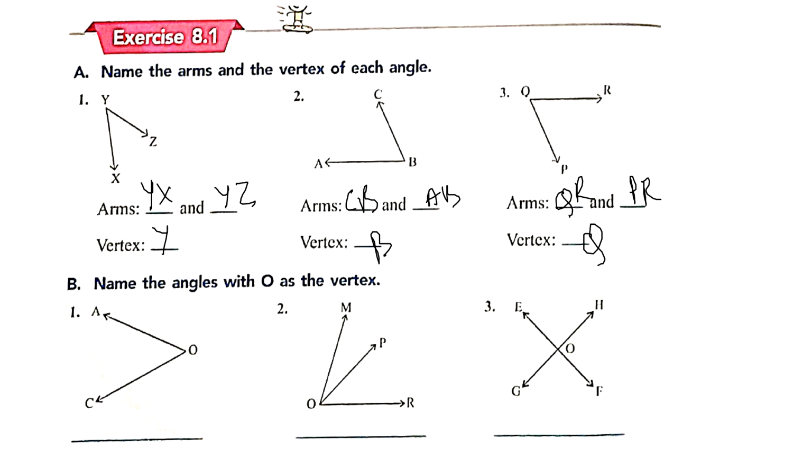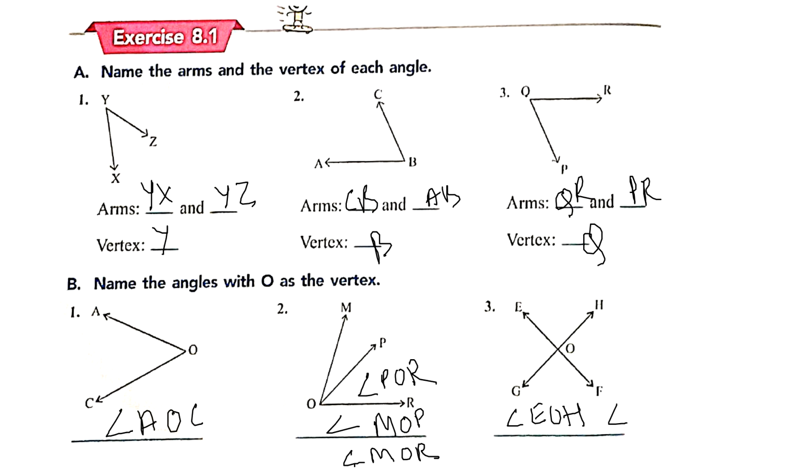Name the angles with O as the vertex. You will name it like this: AOC, and you can write here MOP, angle MOR. Also you can write it as angle POR. Now here O is the vertex, again we have got a lot of angles: angle EOH, angle HOF, angle GOF, okay, and so on.